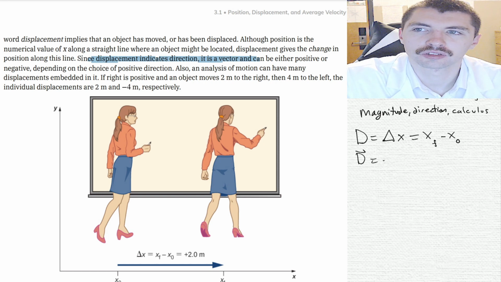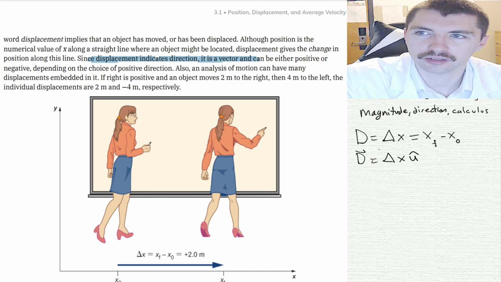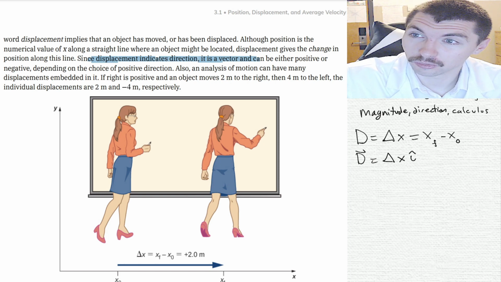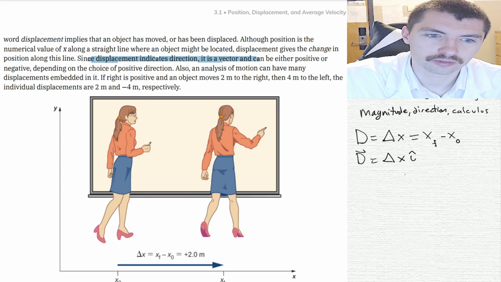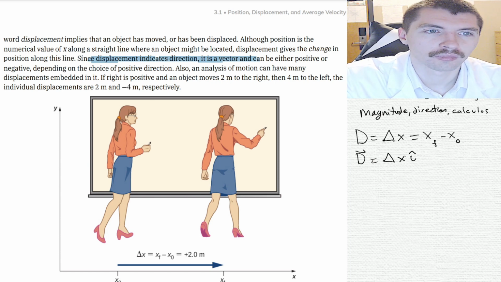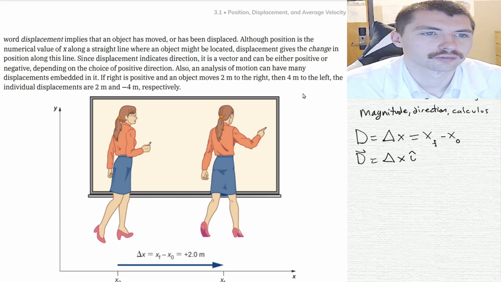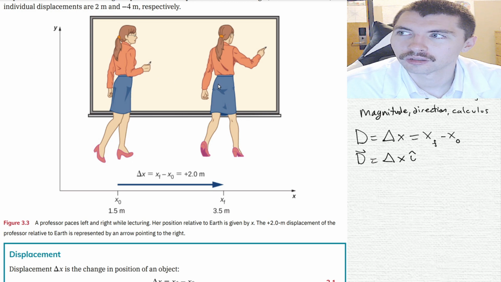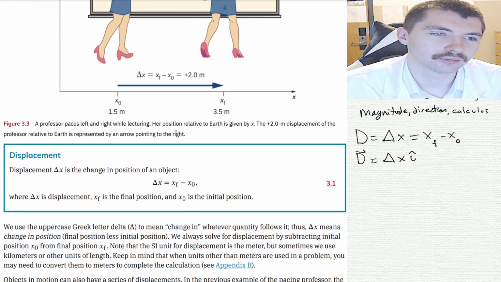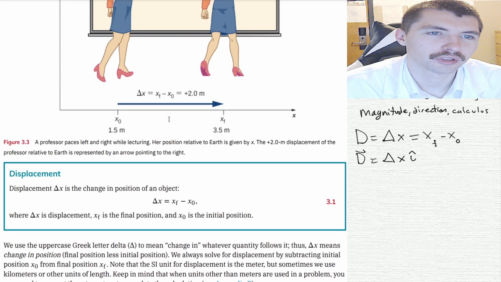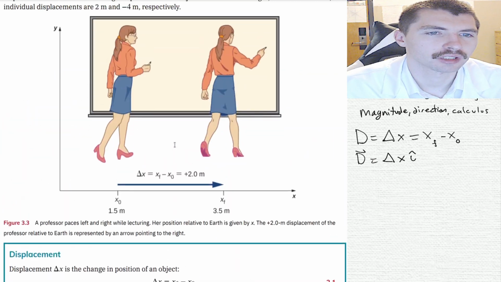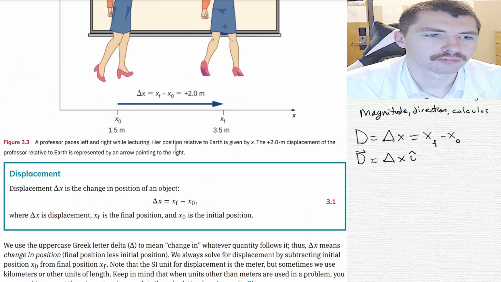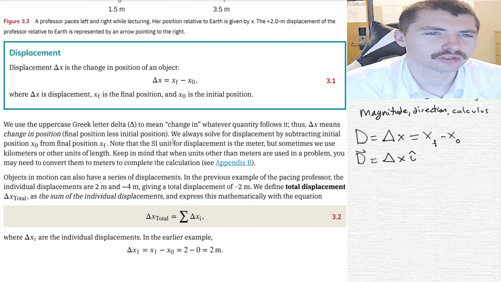Displacement of the vector equals delta x times, let's say, a direction vector like u hat, but we're in one dimension, so it will always be an i hat, I believe. Okay. And if you see this person is teleporting, violating the laws. No, I'm just kidding. Displacement, 2 meters. Not seeing any absolute values. I think there should be absolute values. I'm not sure.